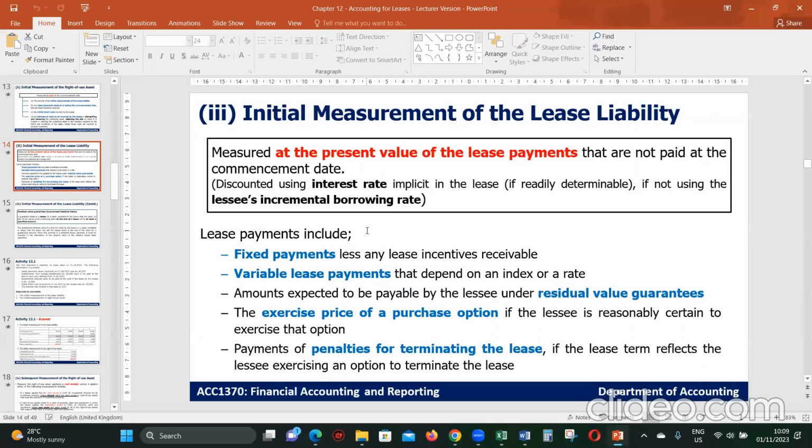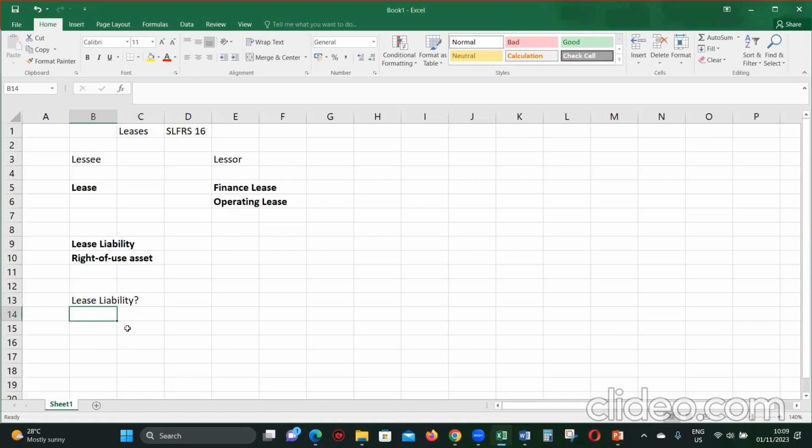Slide number 40. This slide fully includes all the payments, all the components coming under lease liability. What are the elements in lease liability? There are 5 elements. Let's summarize quickly. First one, fixed payments. Just remember in a summarized way like this. Throughout the lease period, let's say there are 5 years, if you have to pay lease rentals monthly and that amount is fixed, those are fixed payments.